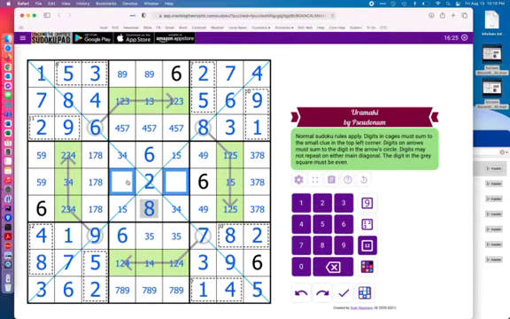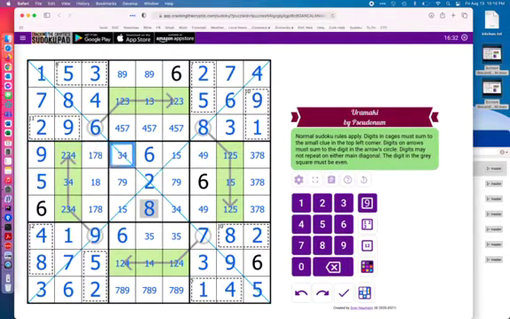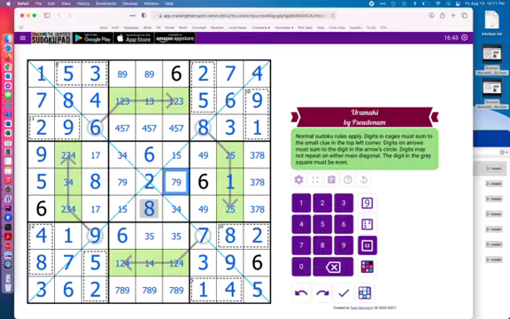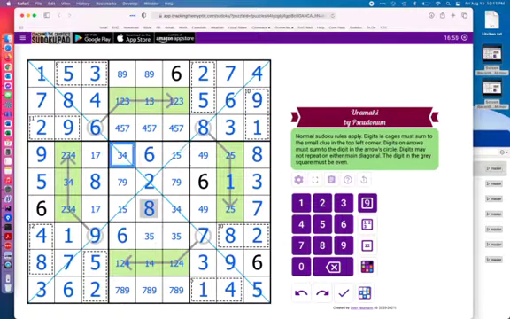So these two have to be 7, 9, which means this can't be a 7. This can't be a 9, so it's a 5. This is a 9. That's a 1. This is an 8. This can't be an 8. So this can't be an 8, and it also can't be a 7. So that's a 3. This can't be an 8, so that's a 7. That's an 8. 7, this is 1.